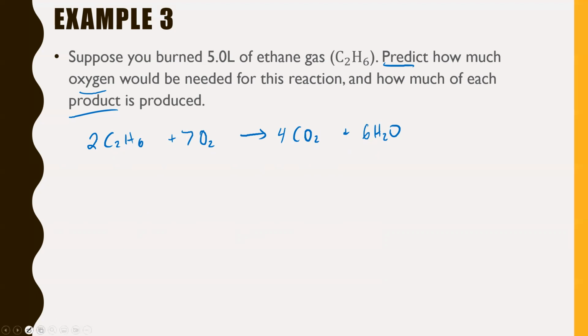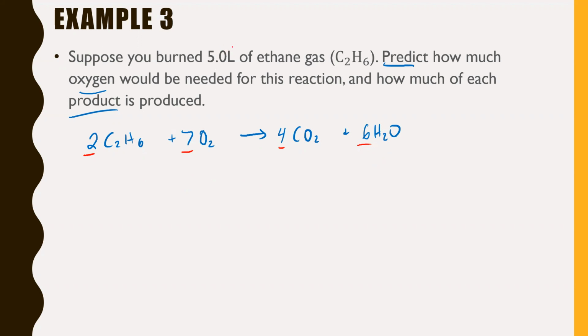Now, for the rest of this question, it gets a little simpler once you understand that these numbers out in front actually represent how many parts of each are produced. So what this really means is 2 parts of ethane plus 7 parts of oxygen are going to make 4 parts of carbon dioxide plus 6 parts of water, which is kind of funny. You wouldn't think when you burn a hydrocarbon that you're going to get more water out of it than carbon dioxide, but in terms of molar amounts, it's actually true, you will.